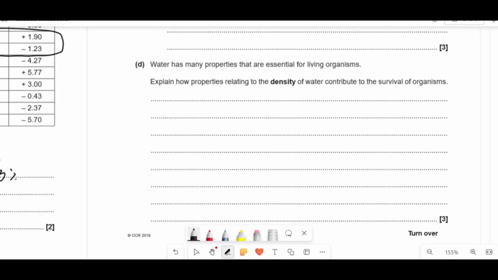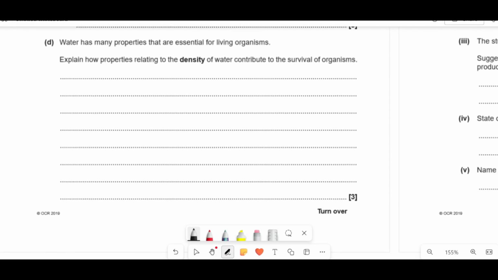There you go. So water has many properties that are essential for living organisms. Explain how these properties relating to the density of water contribute to the survival of these organisms. So you can't just go and talk about everything else. You need to talk about the density. So the key fact about density to do with water is that it's less dense when it's a solid and it floats.